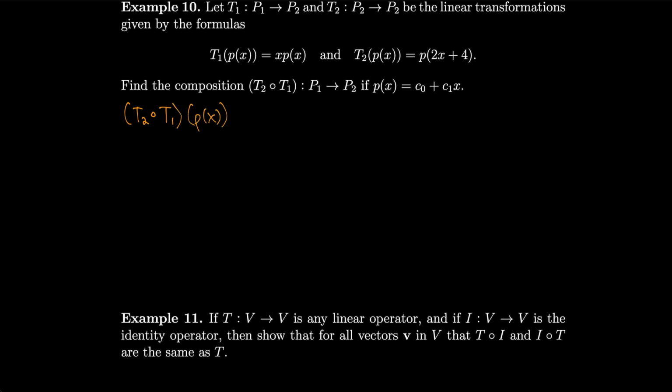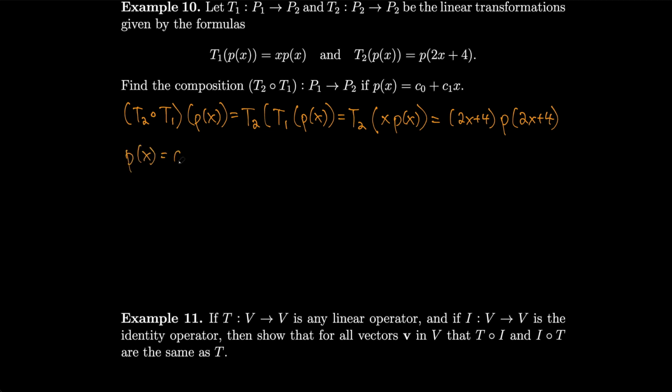T2 circle T1 of p of x is equal to T2 of T1 of p of x. T1 just takes p of x and makes it into xp of x, but then T2 just takes whatever's inside and plugs in 2x plus 4. So x gets replaced with 2x plus 4, and p of x gets replaced with p of 2x plus 4. But then we have that p of x is equal to c0 plus c1x, right? That's what they told us.